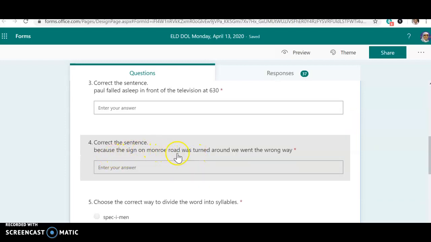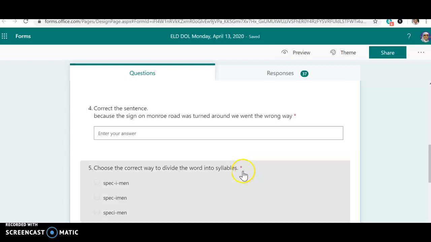Because the sign on Monroe Road was turned around, we went the wrong way. Beginning of sentence again, capital letters, so capital B. Monroe Road is a compound proper name, so capital M, capital R. Was turned around, you pause here, so you put a comma. We went the wrong way, period.